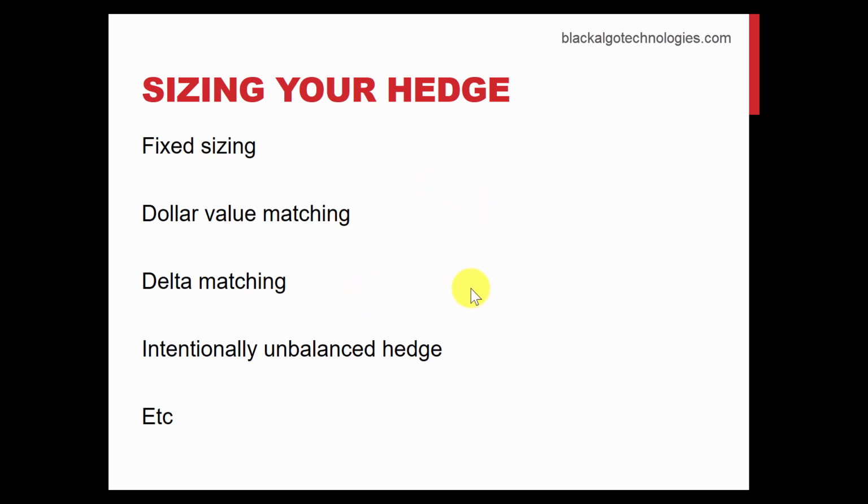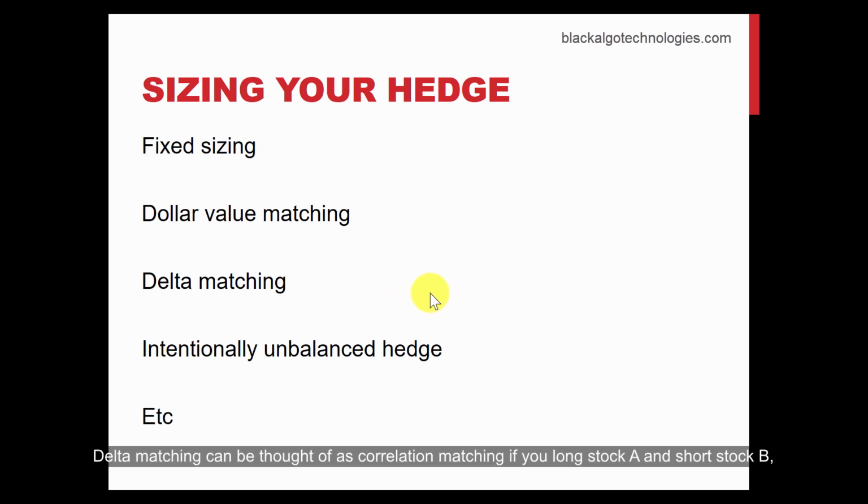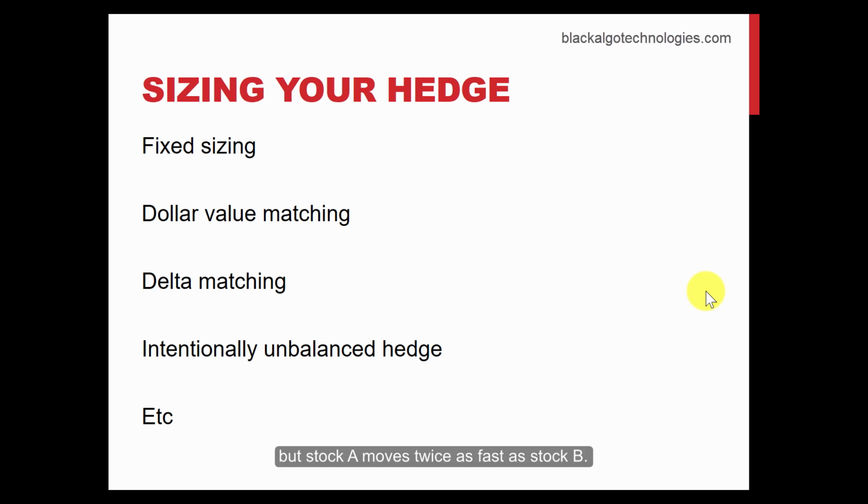Delta matching. Delta meaning think of it as rate of change. So delta matching can be thought of as correlation matching. If you are long stock A and short stock B, but stock A moves twice as fast as stock B, to match it, you buy twice as much stock B compared to stock A. Intentionally unbalanced hedge. So in this case, we match it in a way where it's not perfect, because most probably we want to retain certain market exposures.